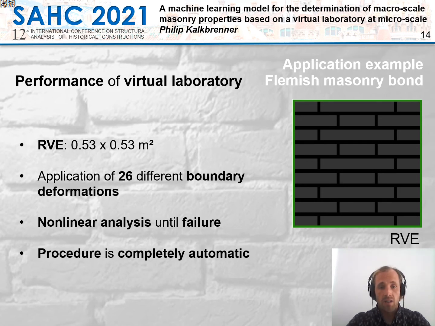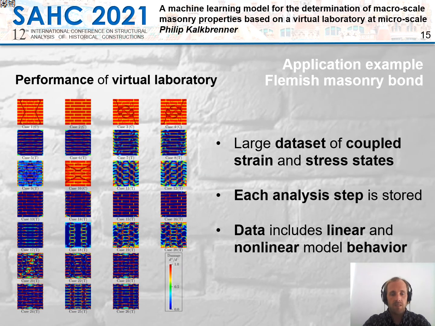So we ran nonlinear analyses, in total 26, until failure. And this procedure has been implemented by me in a Python script and is completely automatic and can be performed for more and for fewer cases also. So this is what comes out of this analysis. We have damage plots here. We can see a different crack pattern for all the 26 cases, and this generates a large data set of coupled strain and stress states.